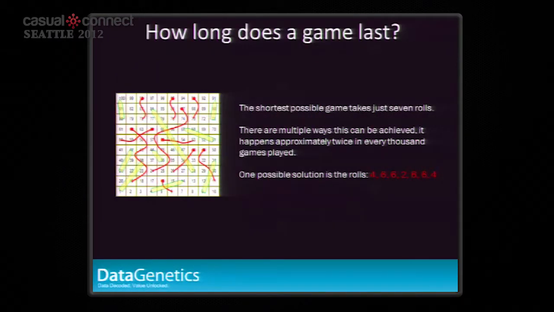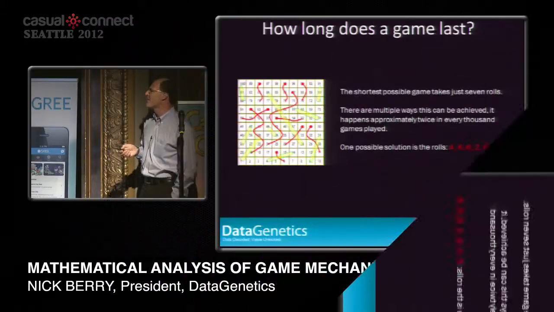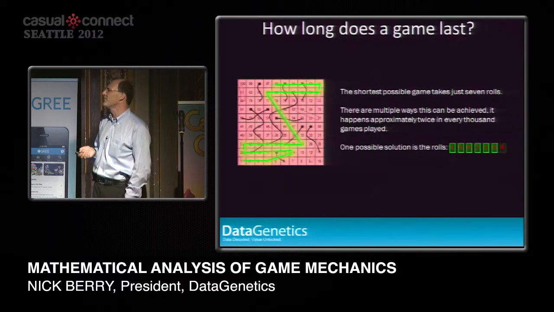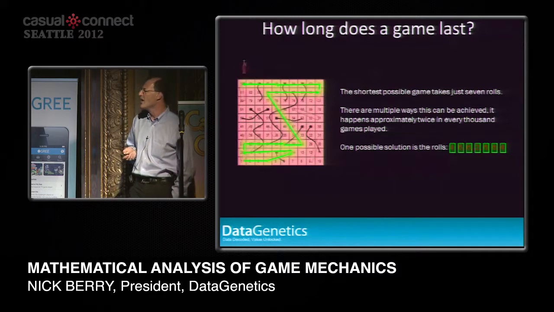Well, how long does a game of Chutes and Ladders last? The shortest path really takes 7 rolls. There's one here: you can do a 6 and a 6, and you get the ladder, then it's a 6 and a 6, then you get a 4, and hey, we get to a win. But how long does an average game take?